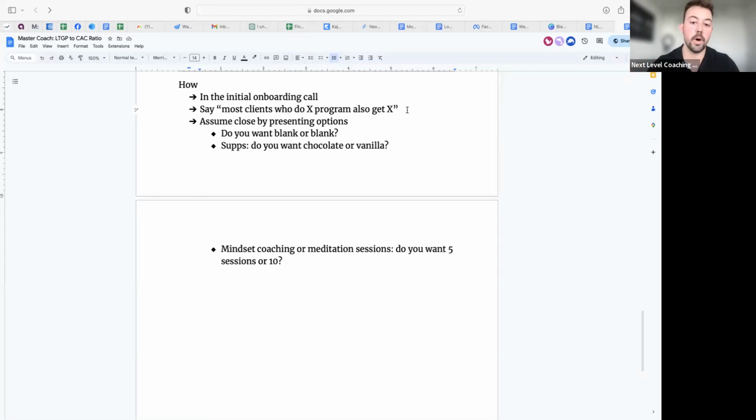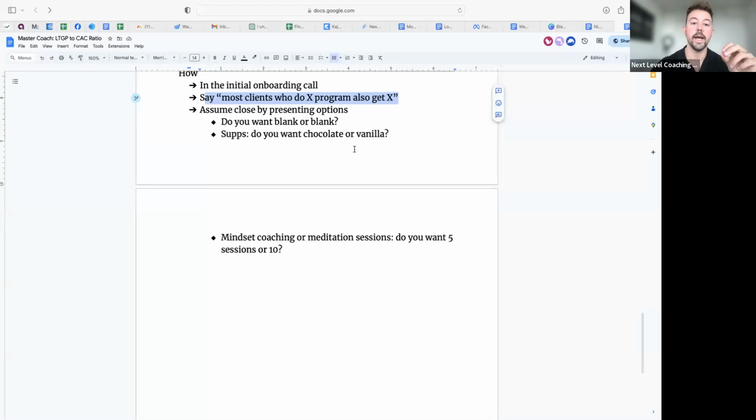All right, most people want to do what most people do. So when you frame it in this way, that most people who buy the program that you just bought also tend to get this thing, they're already thinking, well, if they do it, I want to do it. Now, the second really important part of the sales aspect here is the assume close. A lot of people will say, yeah, most people who buy this program get this thing. Do you want it too? And that's not the assume close. The assume close is assuming that they're going to say yes already.